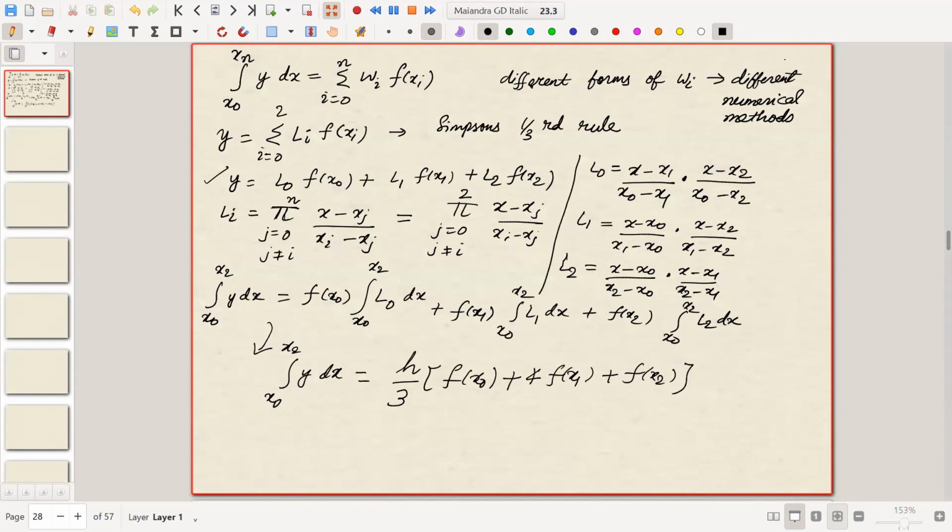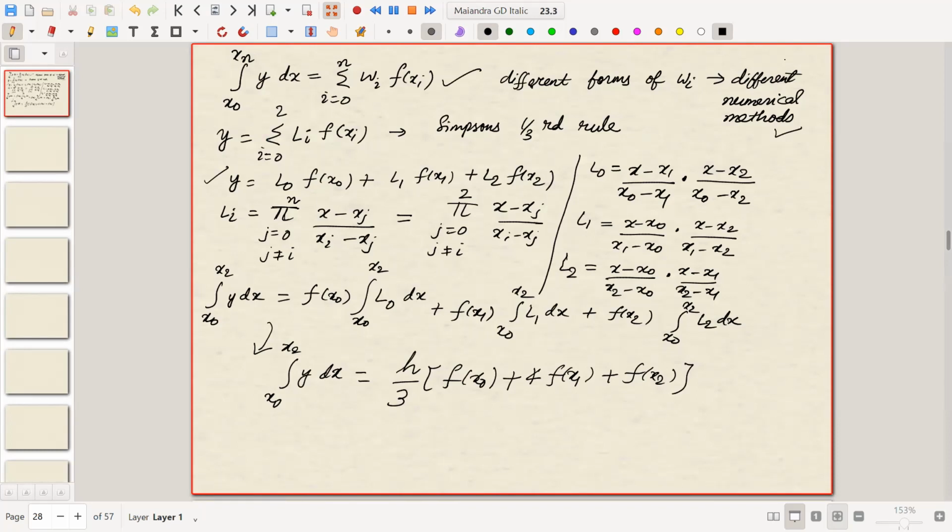Now I bring your attention to this formula. See, Wi is multiplied by f of xi. Wi is a weight. Here you can see what the weights are. So in the trapezoidal rule, I ask you to compare the weights for the similar thing. The Wi's will be different for the trapezoid. The Wi's are different for the Simpson's. That's how different Wi's will give you different numerical formulas for integration. That's what I have written here. Okay.